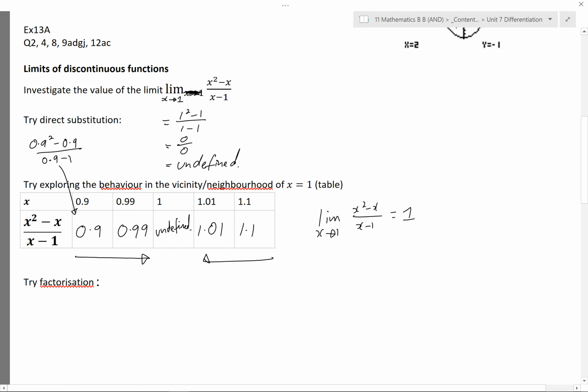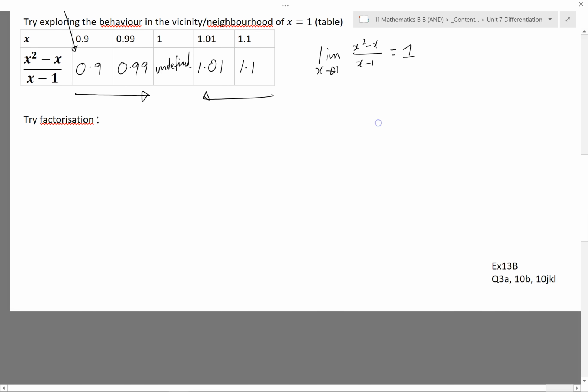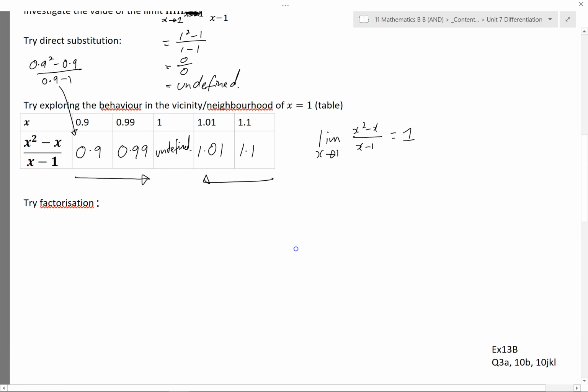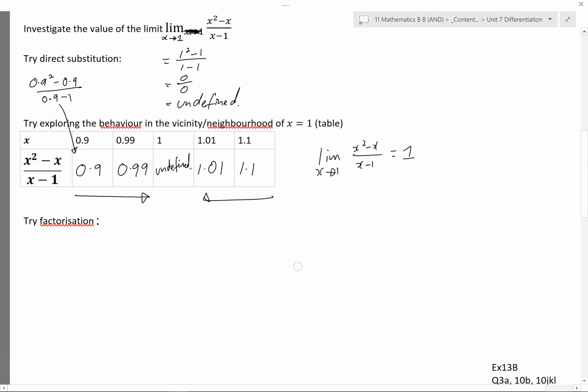I don't want to be using tables all the time, and this is probably the key learning of this lesson, that we can do some little tricks with factorization to find these limits where substitution doesn't work. So I'll have a go and see what I can do. I'll rewrite the question.